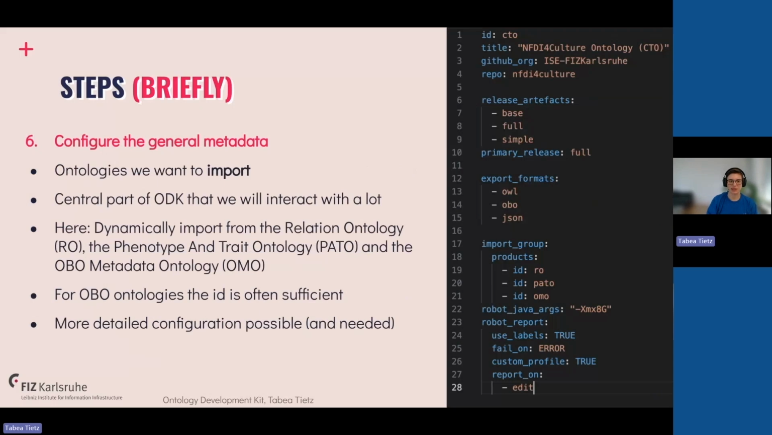The next thing is the imports. And this is a very central part of ODK that we interact with a lot. And here, if you use OBO ontologies, it's sufficient to just put the ID here, for example, for the relation ontology. If you're going to import some external ontologies like schema.org, then you have to provide the exact locations. And I will show later on in a bit more detail how this import works.